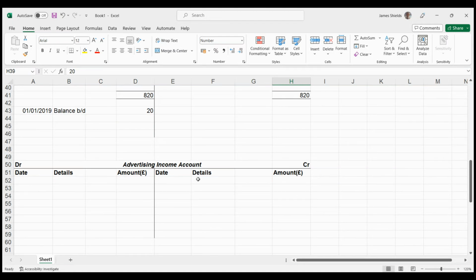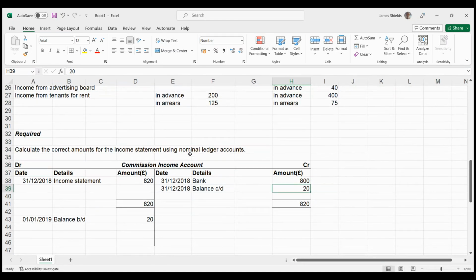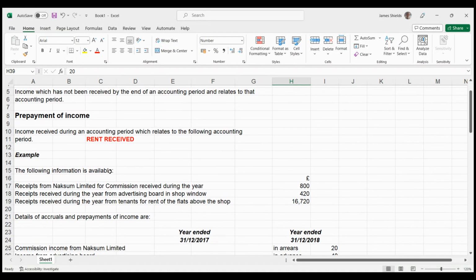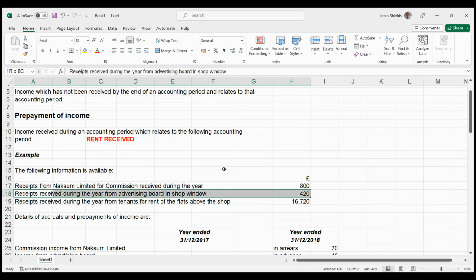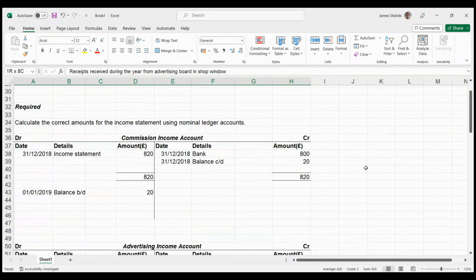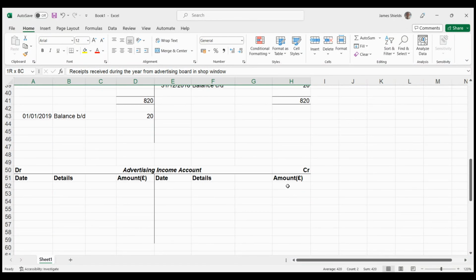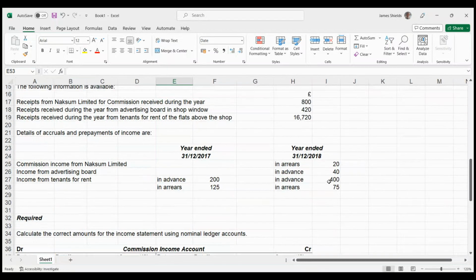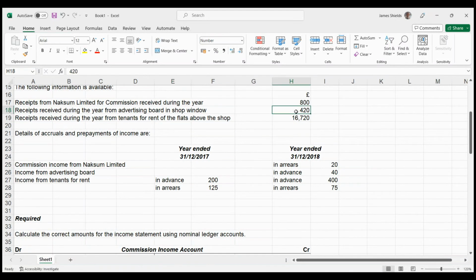Our next account is advertising income account. So let's see what we've got for advertising income. Remember, this is an income account, so the entries are on the credit side of the money received. So receipts received during the year from advertising board and shop window, £420. So that's going to be on our credit side, it's income. We're going to have our details going to be bank. And the end of the year was the 31st December 2018. So that's now dealt with the advertising income.